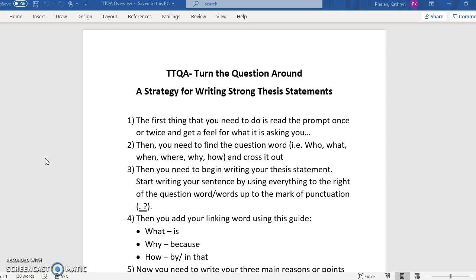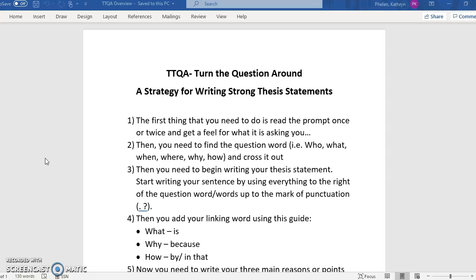Then you need to find your question words. Your question words very commonly for essays are why or how, but who, what, when, where, why, how. You need to find those question words and you need to cross them out. You're not going to be using them in your thesis statement, but they are going to help you to write your thesis statement, because then you're going to begin writing your thesis statement and you're going to do it using everything to the right of your question word.